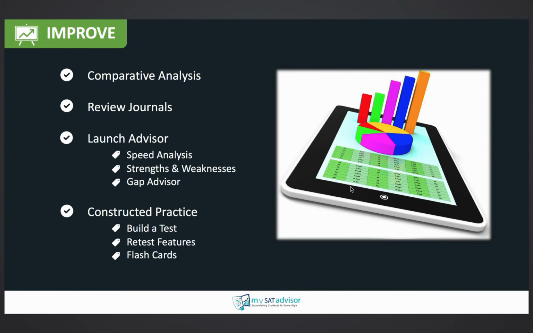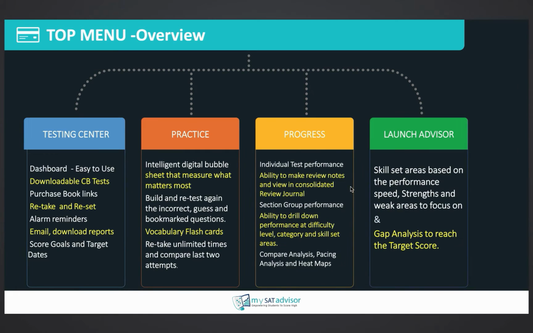And finally, in our improvement section, because we all want to improve towards our target score, we have our comparative analysis feature, our review journals, our launch advisor, which will again do more with speed analyses and strengths and weaknesses. And then finally, we have our constructed practice feature. And again, we will talk in detail about these features later on throughout the presentation.